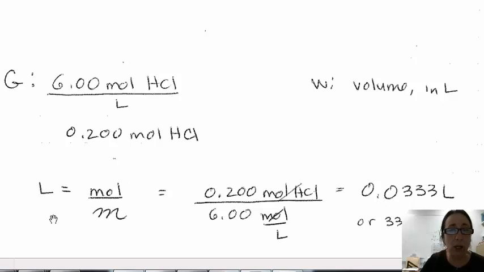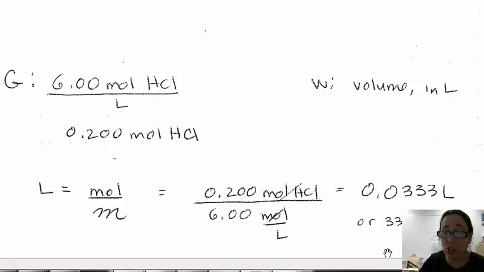So if I look at the three equations I can use to solve molarity problems, liters is equal to moles per molarity. So 0.200 moles HCl over 6.00 moles per liter. My moles of HCl cancel out. My units end up being liters. And I'm going to express my answer in 3 sig figs. 0.200 divided by 6 is a repeating decimal, so I'm going to round it to 3 sig figs, 0.033 liters.